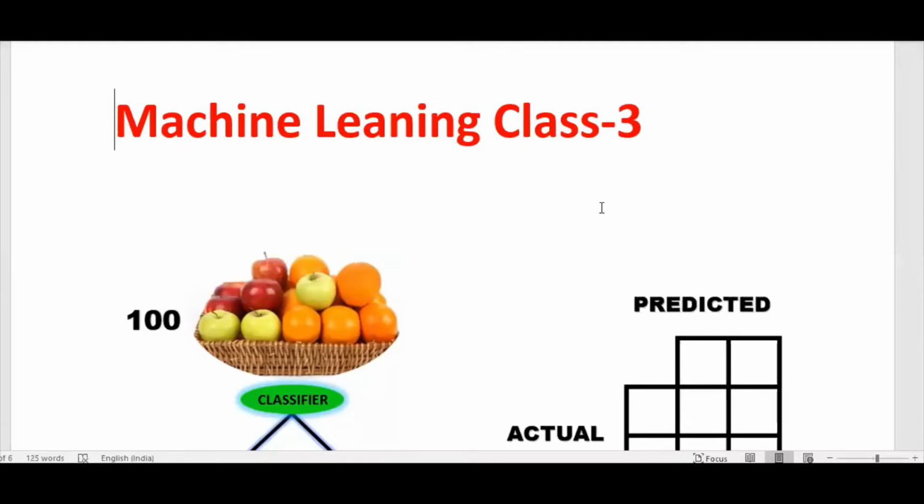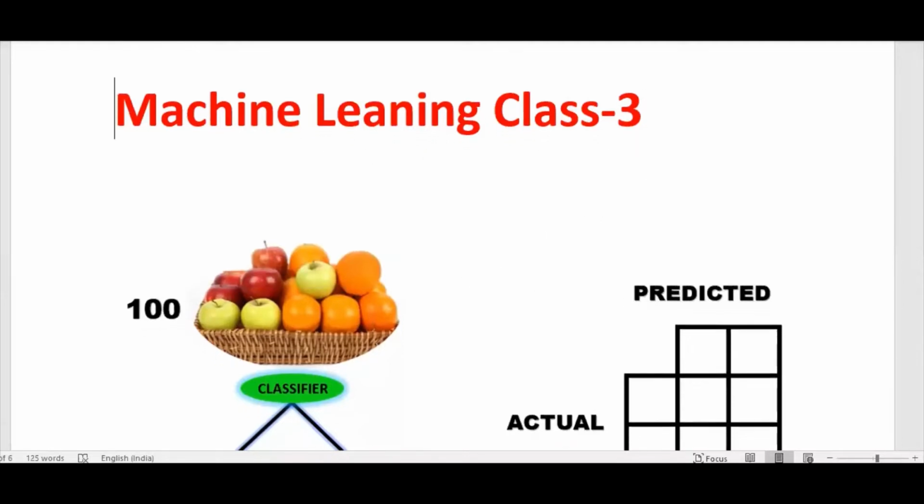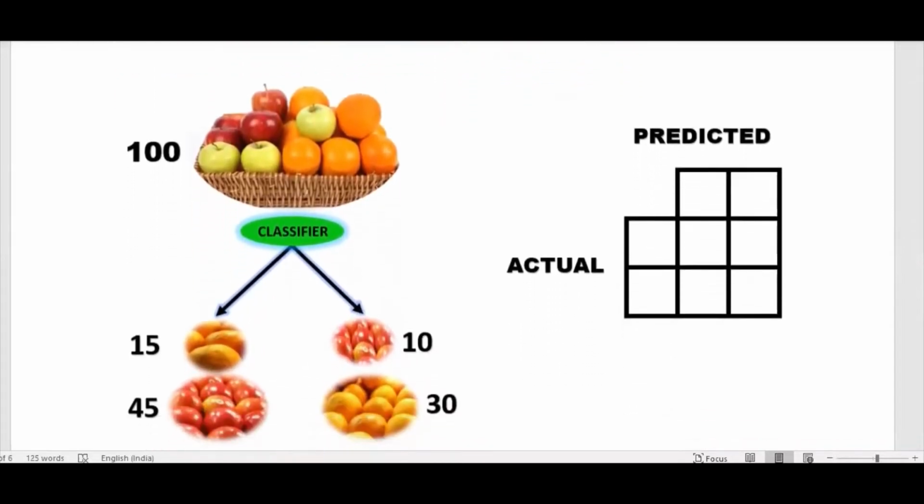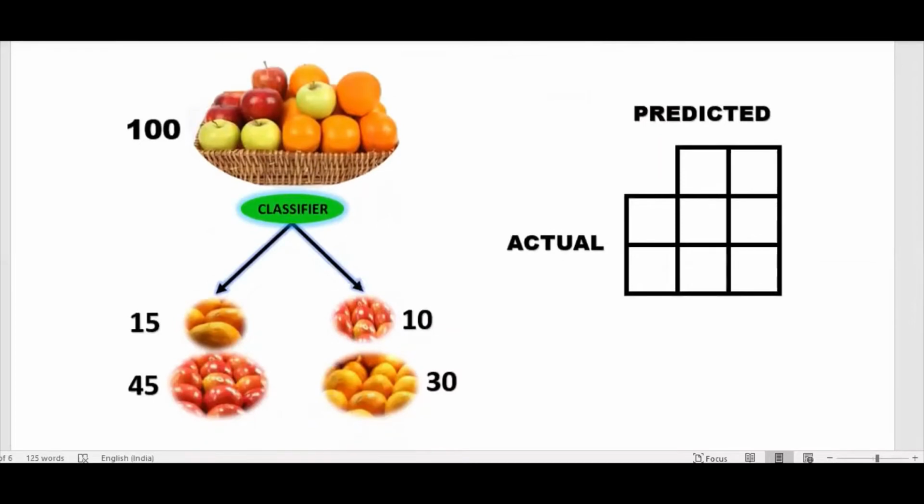This is class 3. Now, specially I made this diagram for you so that you will be able to not only understand, you will be able to retain it. And it will be easier for you to see this one and to get this properly. See here, I selected a basket where I have apples and oranges. Two things here, two fruits I've taken. And this is called classifier.